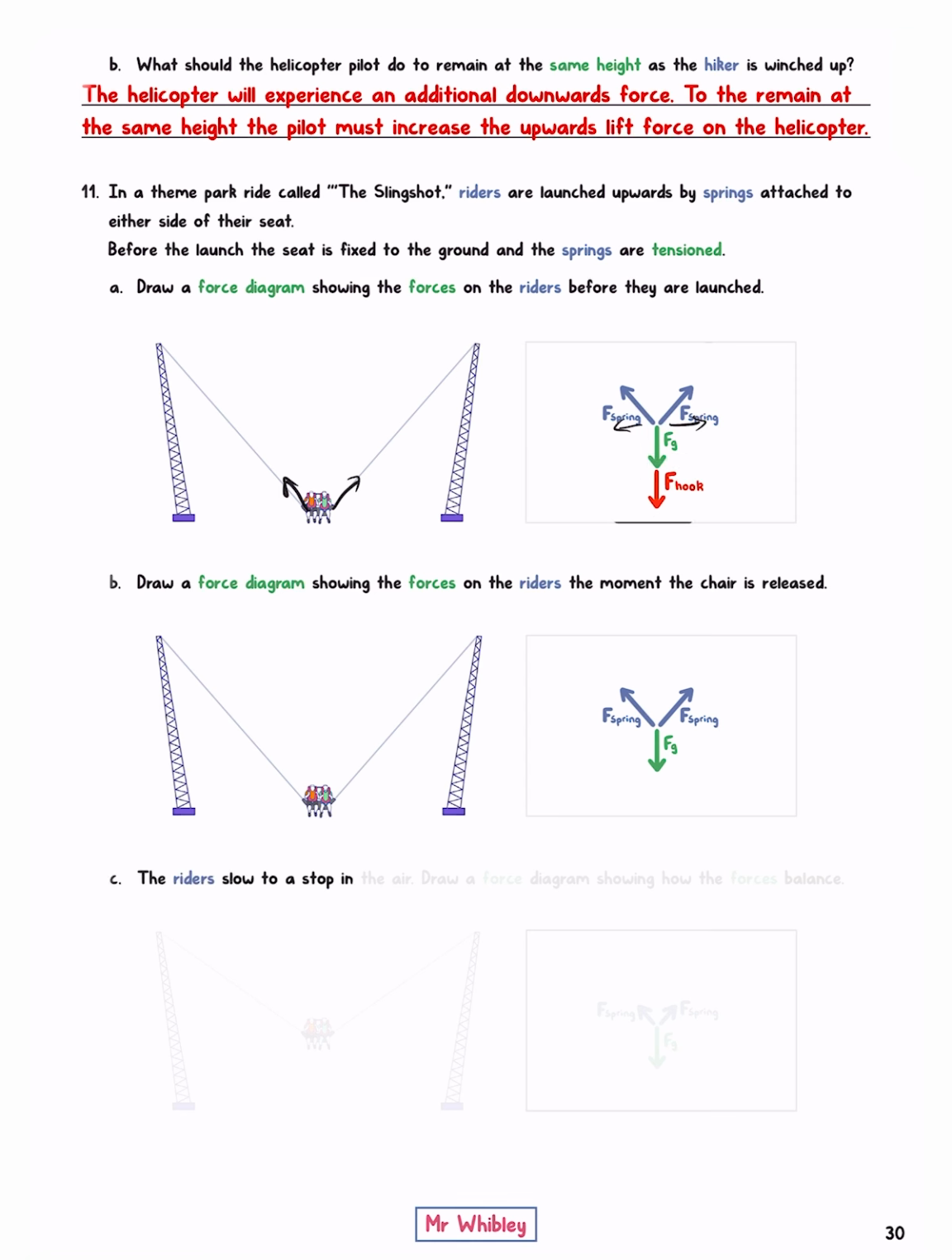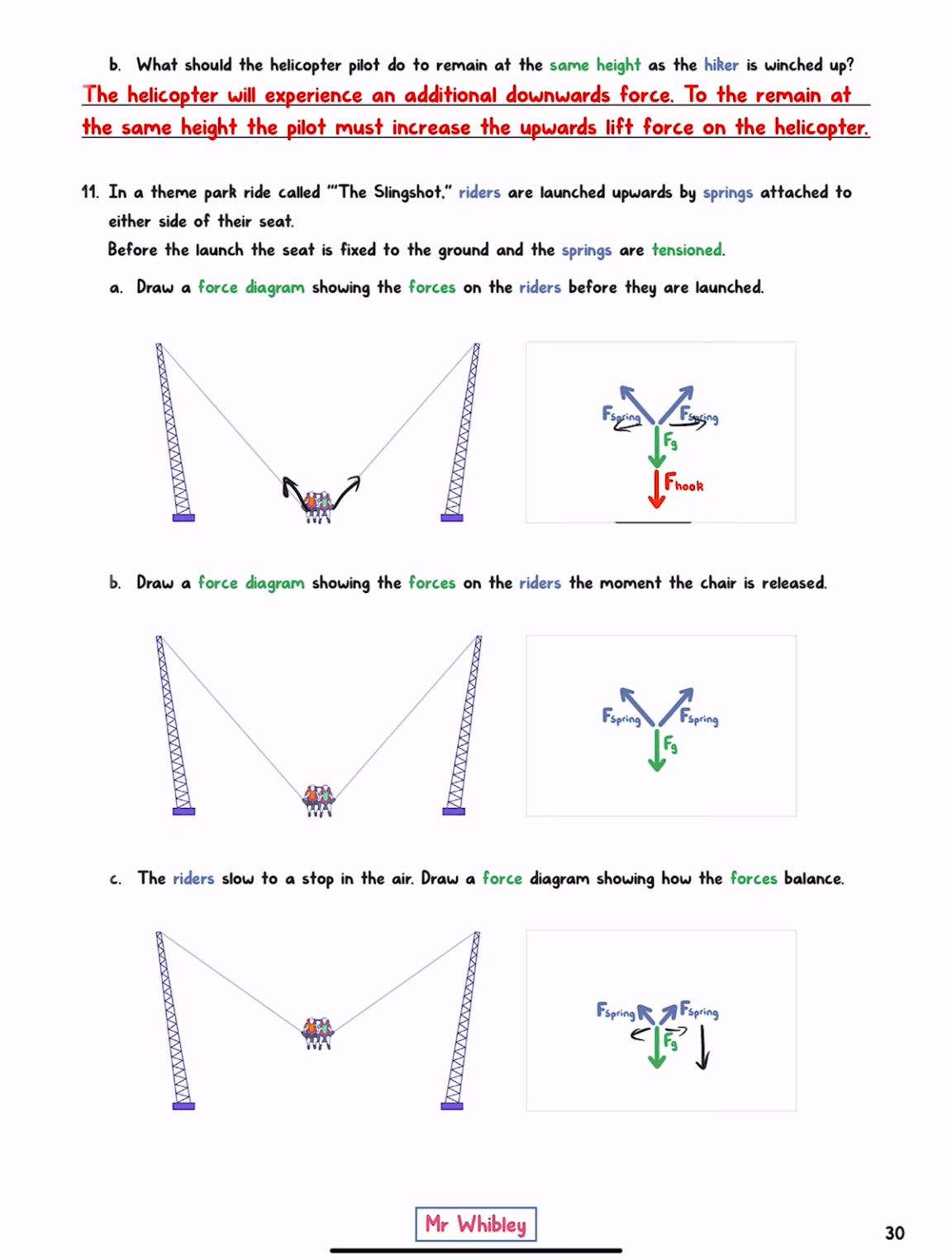The riders slow to a stop in the air. Draw a force diagram showing how the forces balance. As before, we have the same gravitational force. The only two other forces are the forces from our springs, which must be drawn such that the forces balance. So once again, our left and right horizontal components balance, and our downwards gravitational force is cancelled out by the upwards component of our two spring forces.